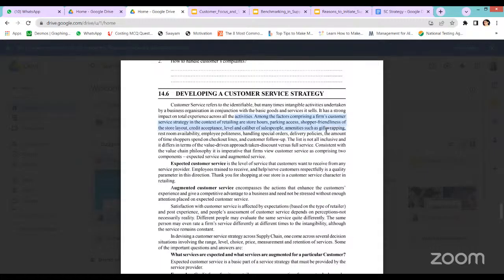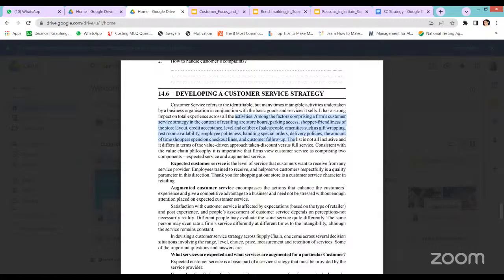See, if you observe presently, wherever you go, you will see the various facilities that the companies are providing you, right? So apart from basic goods and services or on-time deliveries, there are various other things involved. Look into this: store hours, how long you provide the store hours, how good your parking access is, how friendly is a shopper.